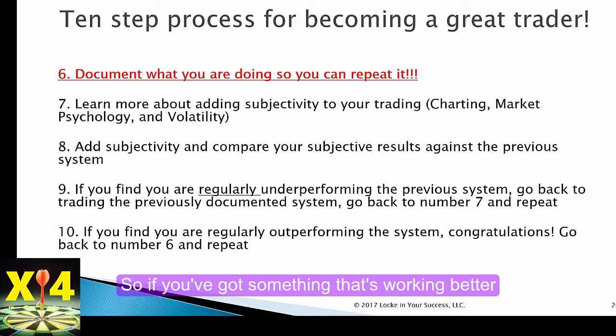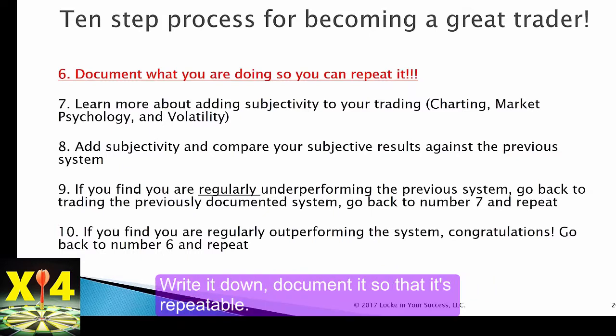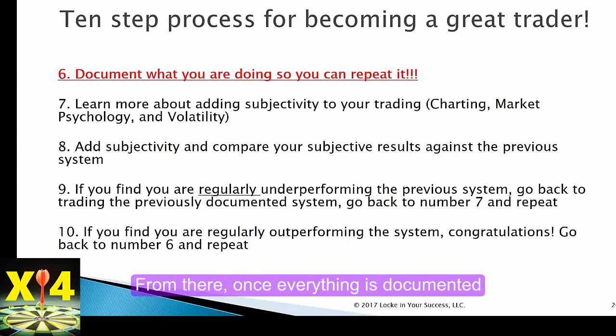So if you got something that's working better than the original system, document what you're doing so that it's repeatable. I know subjective stuff sometimes can be hard to document, but if you go back and really analyze your decisions, there is something that's triggering your decision to do whatever you did. Find out what that something is. Write it down, document it so that it's repeatable. From there, once everything's documented, you go to the next step.